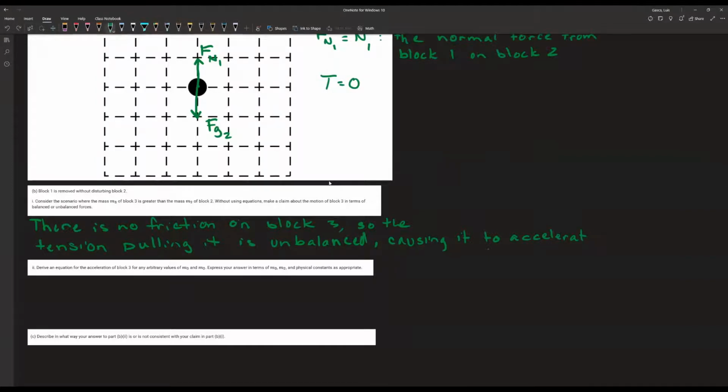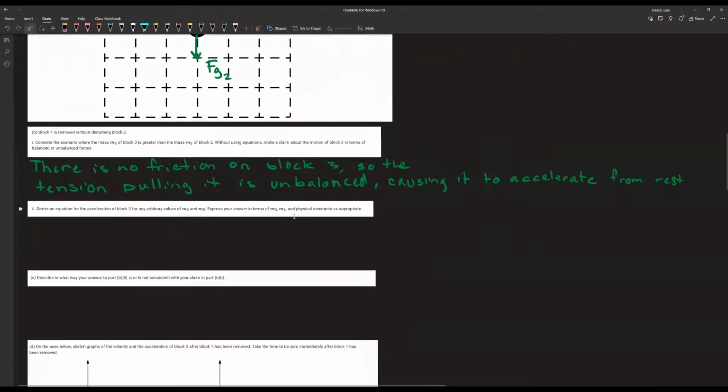All righty. Give me 1 second. If they give us, I'm going to assume block 2 is half the mass of block 3. Oh, okay. Sorry. Yes, I would say m2g is the weight causing it. Dividing it by the inertial mass of block 3 would give us the acceleration. I would agree. Okay. So now for part 2, we need to derive an equation for the acceleration of the block for any arbitrary values of m2 and m3. And we're going to express our answers in terms of m2 and m3 and physical constants as appropriate. So here you need to make sure that your answer has these variables to get full credit.